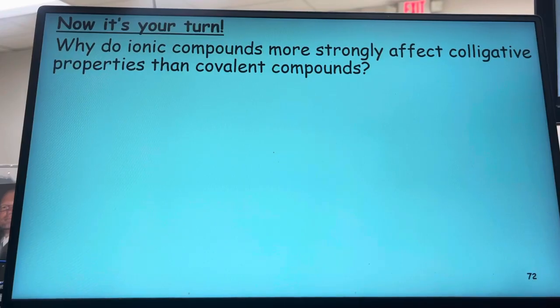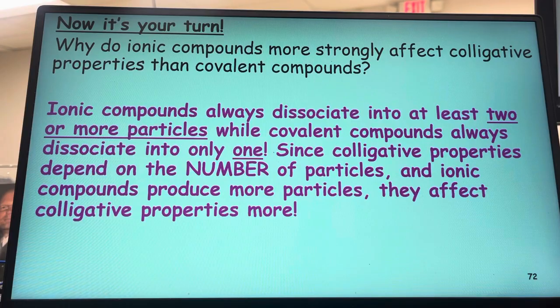Why do ionic compounds more strongly affect colligative properties than covalent compounds? And the answer is ionic compounds always dissociate into at least 2 or more particles, while covalent compounds always dissociate into only 1. Since colligative properties depend on the number of particles and ionic compounds produce more particles, they affect colligative properties more. And again, colligative properties that we are interested in are boiling point, freezing point, and vapor pressure.